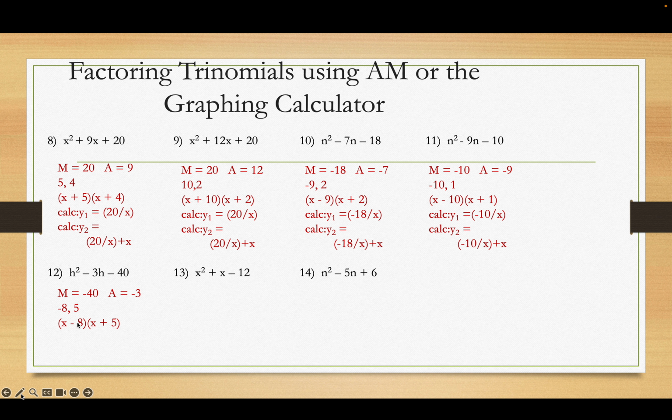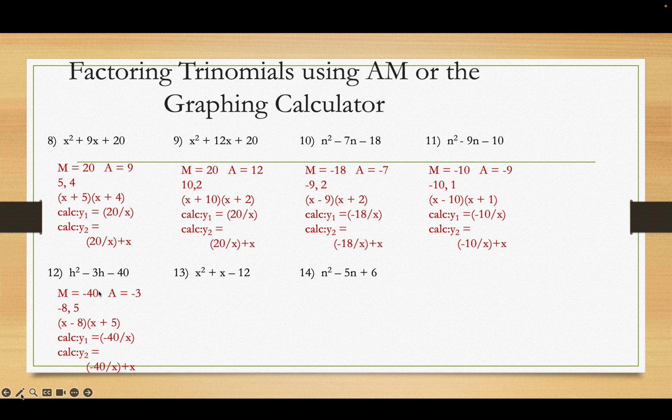X times x is x squared. X times 5 is 5x's. Negative 8 times x is negative 8x's. So 5x's and negative 8x's add up to negative 3x's. And negative 8 times 5 is negative 40. If I did it on a calculator, y1 would be negative 40 divided by x. y2 would be the same exact thing in parentheses plus x.